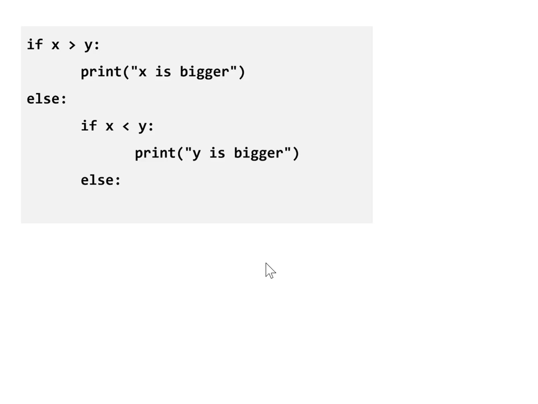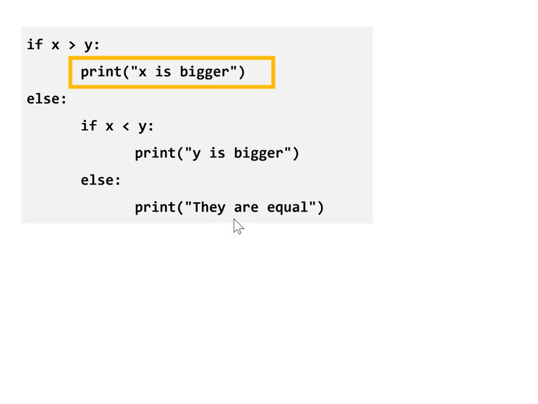Else, then it should print they are equal, right? Since this one x more than y, if this one is false, then the only cases are x less than y or x equal to y. If this one evaluated to be false, means x is not less than y, then the only case left is x is equal to y. So you should print out they are equal.